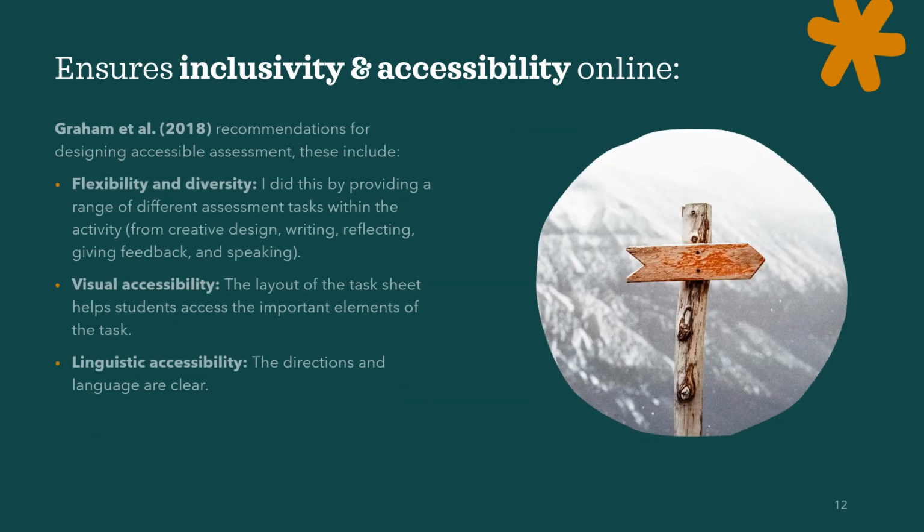Graham et al. have recommendations for designing accessible assessment. These include flexibility and diversity. I did this by providing a range of different assessment tasks within the activity, from creative design, writing, reflecting, giving feedback, and speaking. Visual accessibility: the layout of the task sheet helps students access the important elements of the task. Linguistic accessibility: the directions of the task sheet and language are clear.